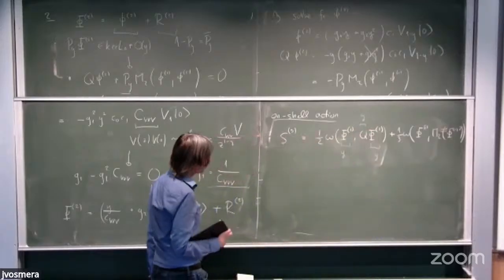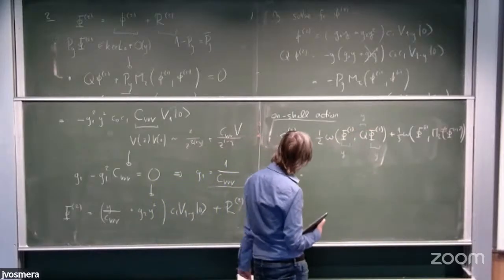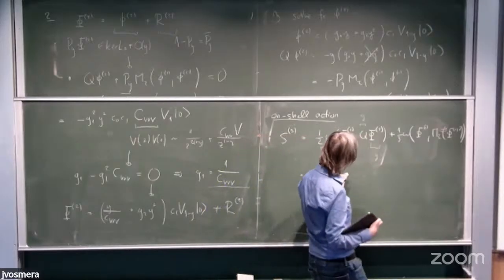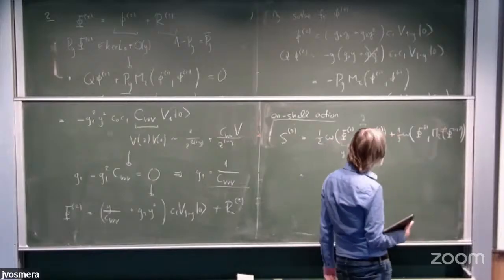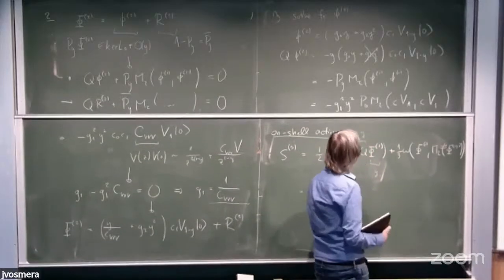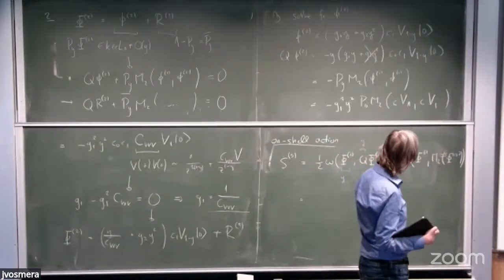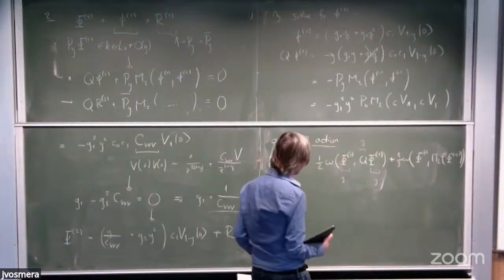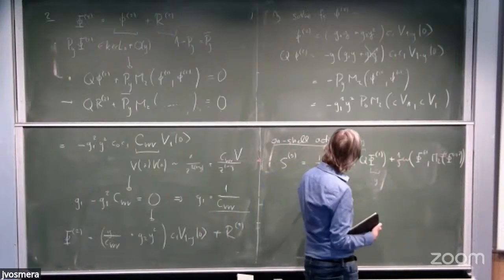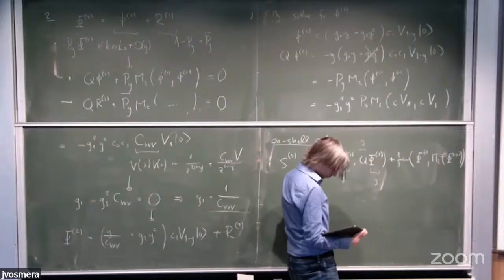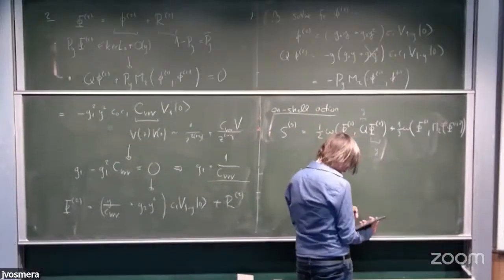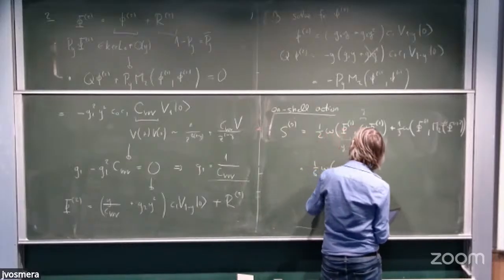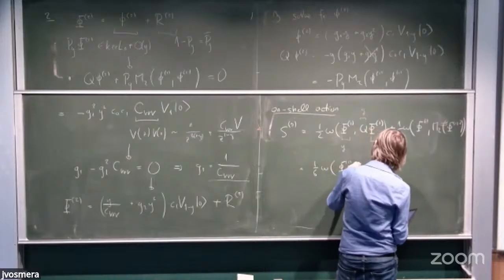But then since we are evaluating this action on the classical solution, we can actually use the equations of motion, so that we don't have to compute separately these two terms, but we can actually remember that m2 on phi 1 is the same as Q on phi 2 with a minus by the equation of motion. So we get 1/2 minus 1/3. So that means that in total we get 1/6 omega phi 1 Q phi 1.